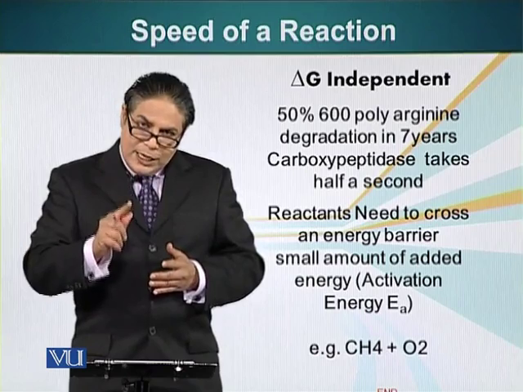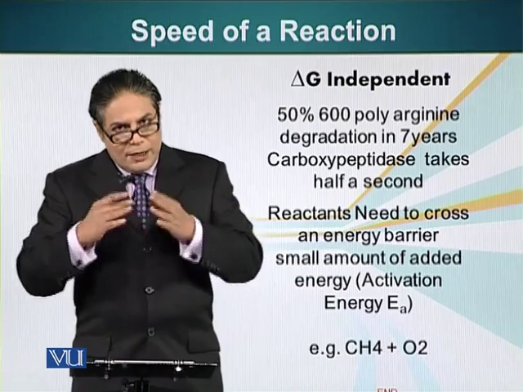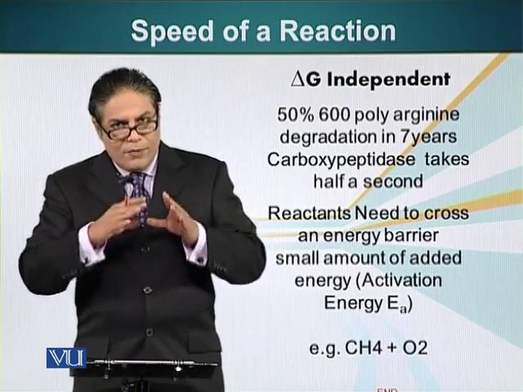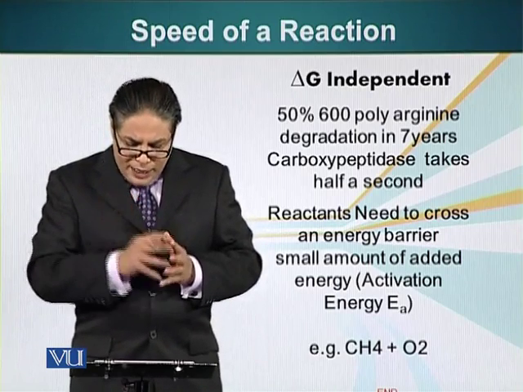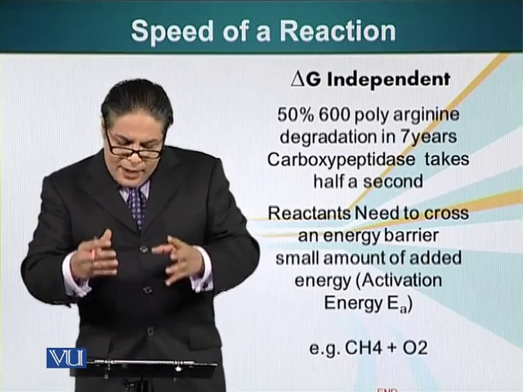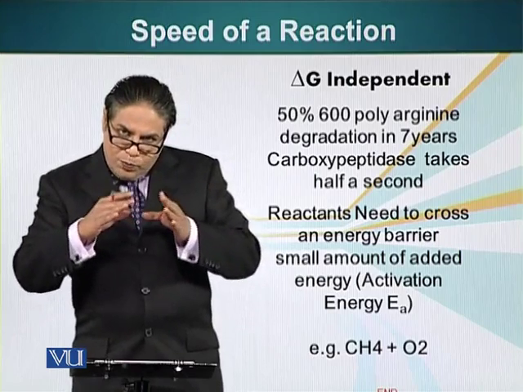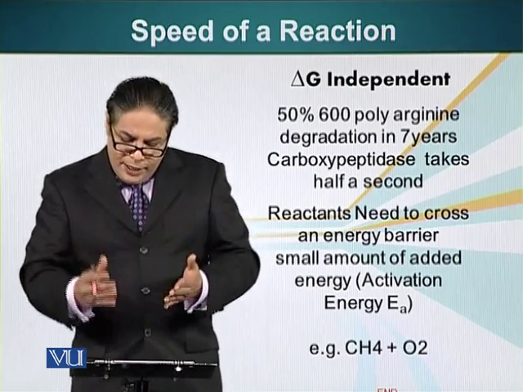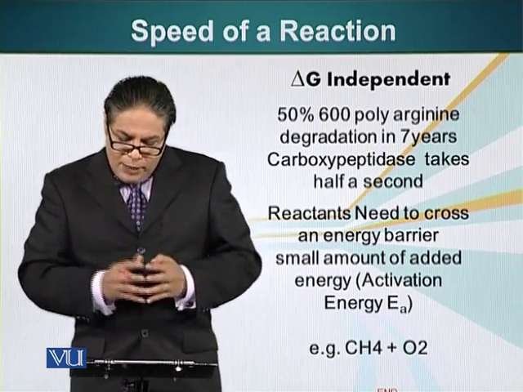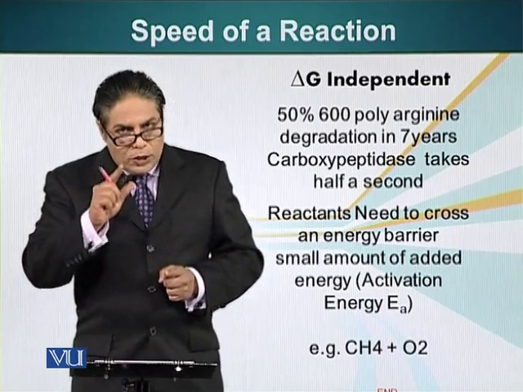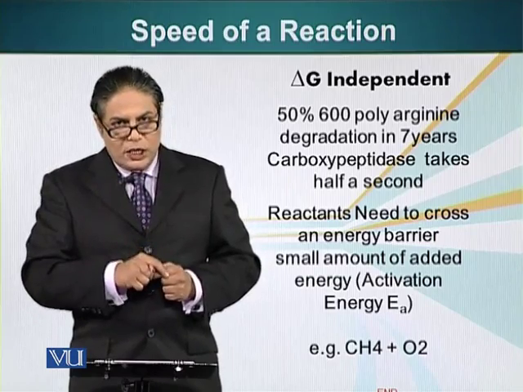Speed of the reaction is not dependent upon delta G. Speed of a reaction is a different entity, depends upon a different entity altogether. We'll talk about that in our next module. However, here I would like to mention that if we use an enzyme, for example carboxypeptidase, it can accomplish the same feat, degradation of 50% polyarginine molecules in half a second. So the speed of a reaction depends upon activation energy. We will talk about activation energy in our next module.